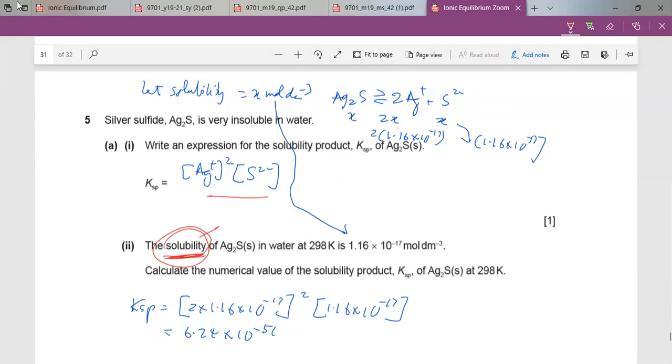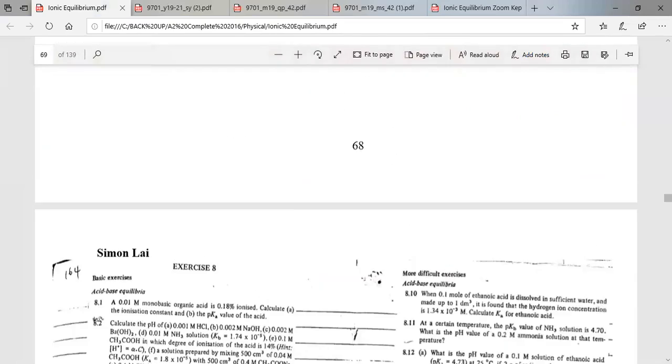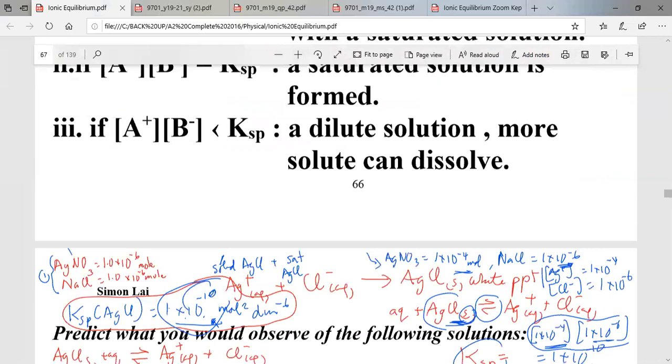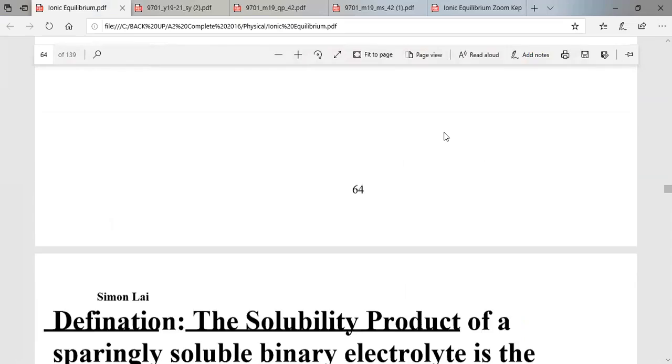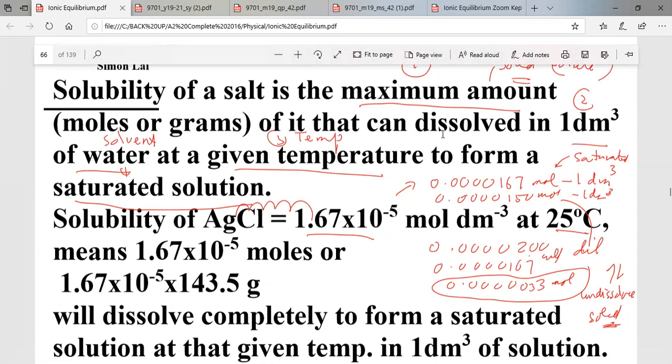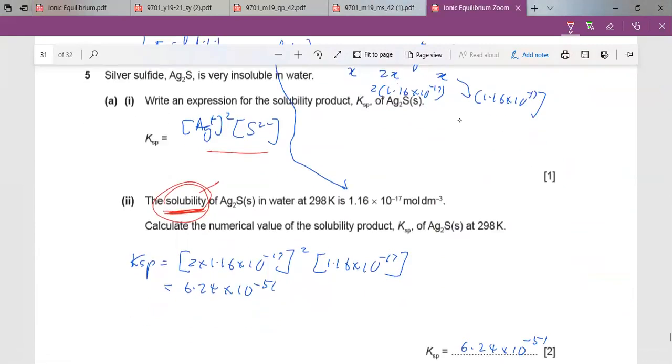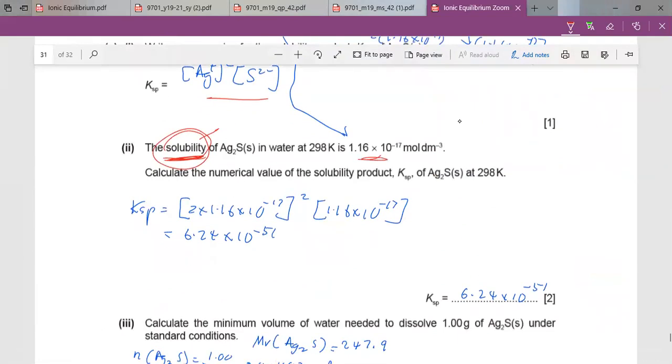Remember I told you, they will ask you to define solubility. So I put it down here, you remember it, otherwise you knock your bloody head. Solubility is the maximum amount in grams that can dissolve in 1 dm cube at a given temperature to form a solution. This is what is meant by solubility. So make sure you go back to your original notes. So solubility is equal to this, this x equals this.